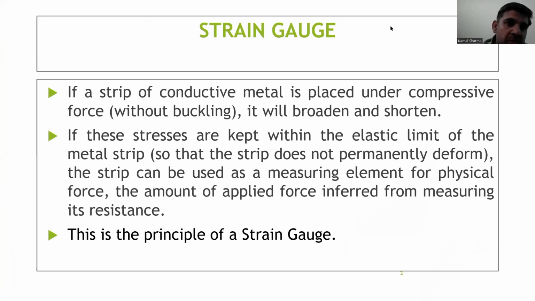Thermocouple and thermistor basically deal with the thermal properties of a material. If a strip of conducting metal is placed under compressive force, without breaking, it will broaden. That means we are talking about the elastic limit of a particular metal strip. This strip can be used as a measuring element for physical forces, and we can easily get the change through the change in resistance. So this is the strain gauge. That is the principle of the strain gauge.